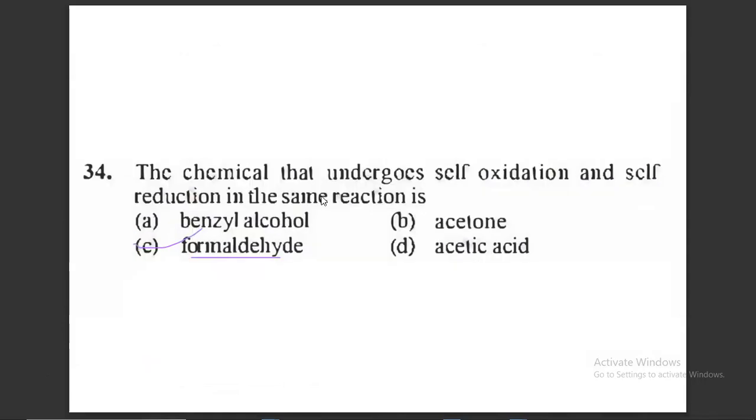The chemical that undergoes self-oxidation and reduction in the same reaction is, so in the Cannizzaro reaction, the formaldehyde reacts with potassium hydroxide, right? The formaldehyde reacts with potassium hydroxide, giving you methanol and potassium formate. So formaldehyde is getting reduced as well as oxidized. So C is the answer to question number 34.